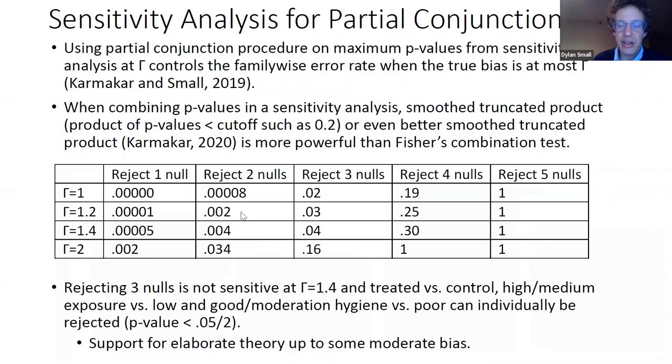So we can do a sensitivity analysis for a partial conjunction test. Basically what we show is that you can do the same thing. You can take the maximum p-values and then apply the conjunction test. So here, at gamma of 1.4, let's say we want to test that at least three nulls are false. So N minus R plus one here would be three.